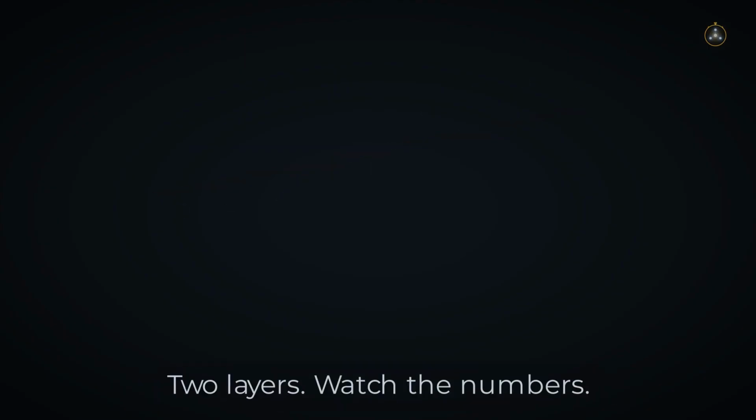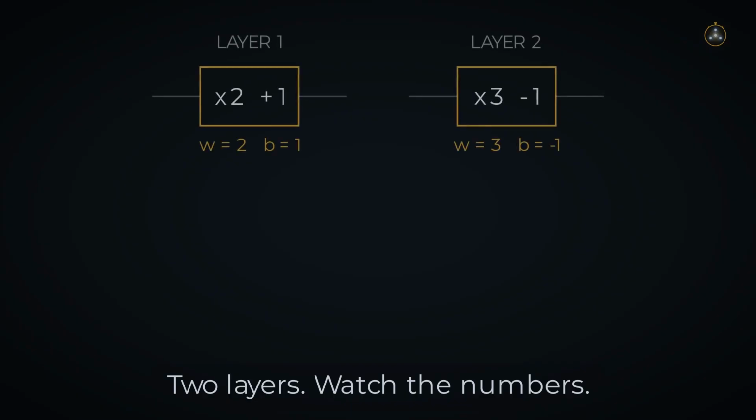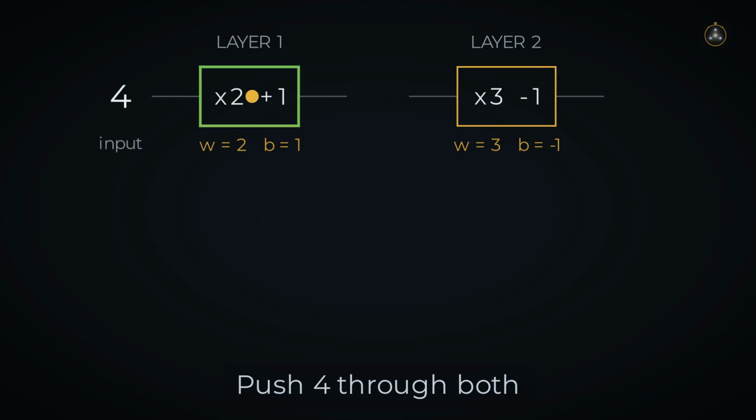Here's the proof. Two plain layers. Look at them. The first multiplies by 2 and adds 1. The second multiplies by 3 and subtracts 1. Let's push a number through. Send in a 4 and follow it across. Two layers, two steps, one number out the other side.